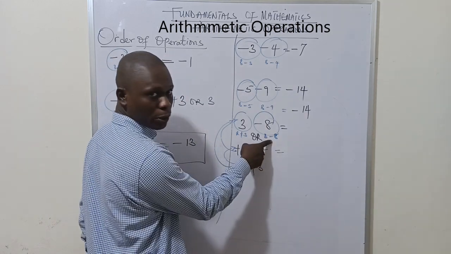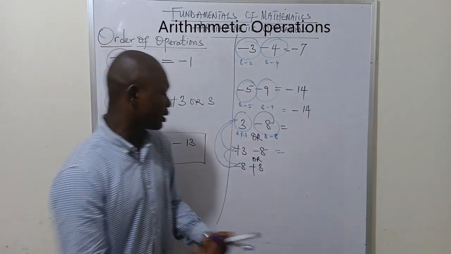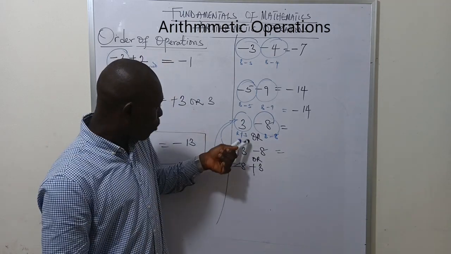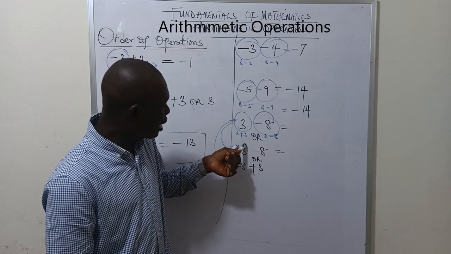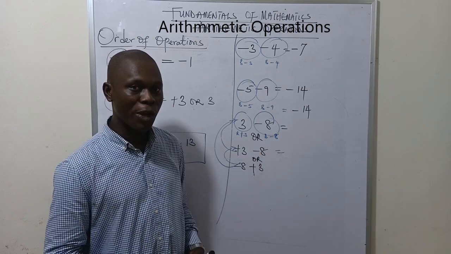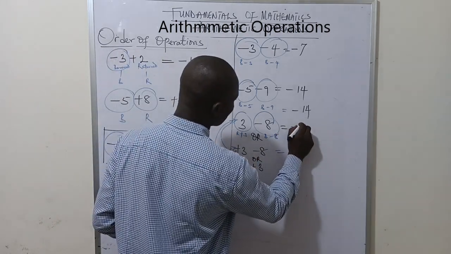8 was borrowed and 3 was returned. What would happen? It simply means that person, or you, is still owing. The amount you borrowed is greater than the amount you returned, so you are still owing. So how much are you owing? Because you are still owing, your answer is going to be minus.